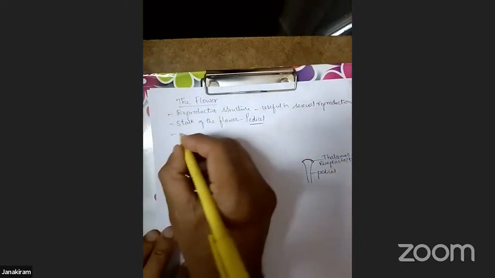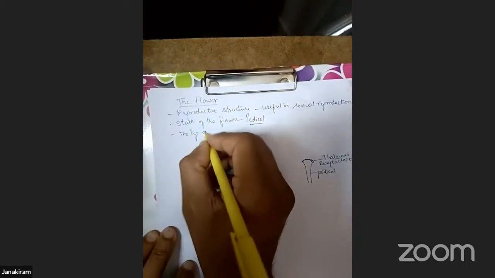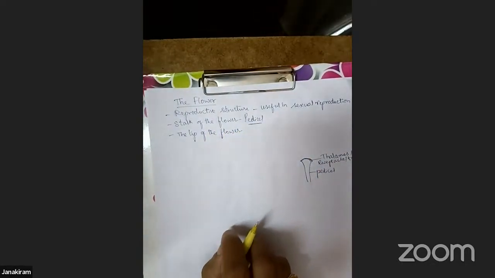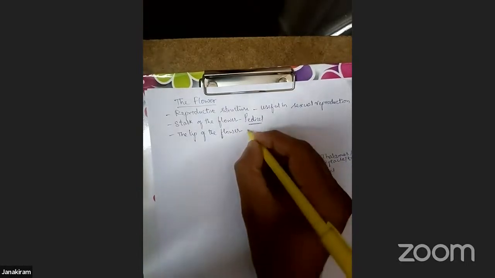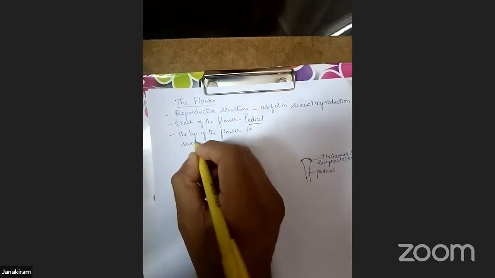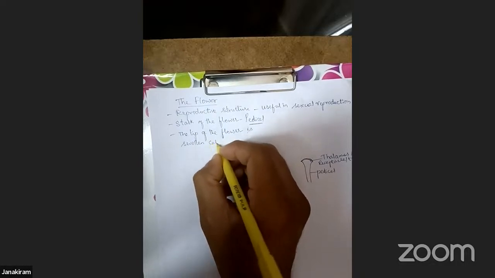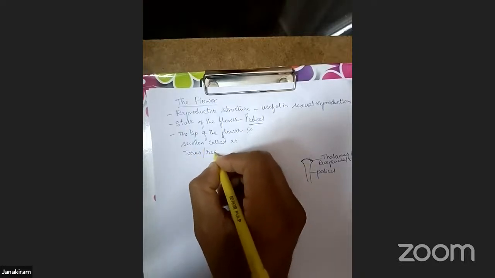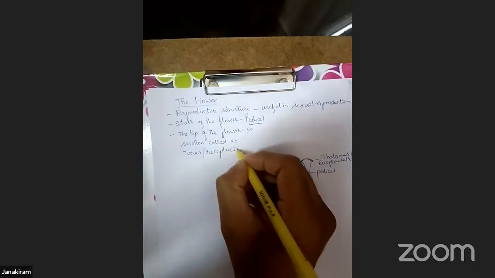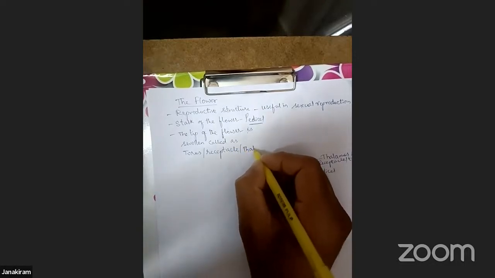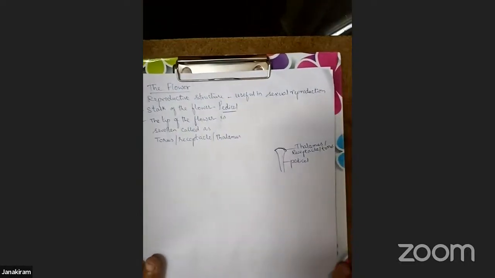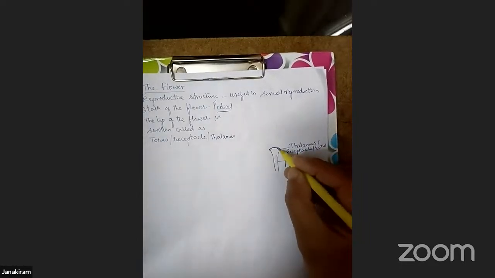Okay. The tip of the flower is a little condensed and swollen. That swollen part is called the torus, receptacle, or thalamus. And this pedicel is nothing but a modified vegetative structure, that is, the stem or the branch.